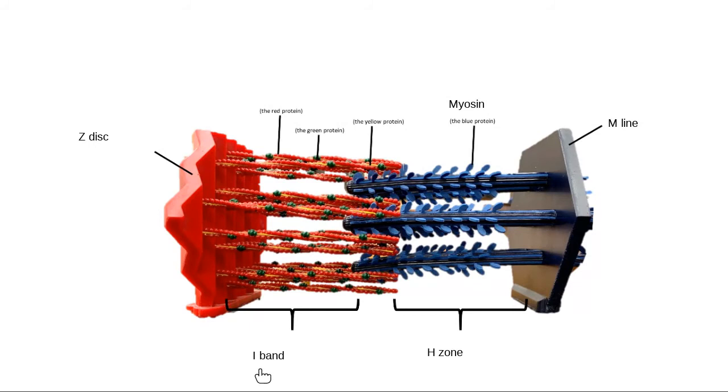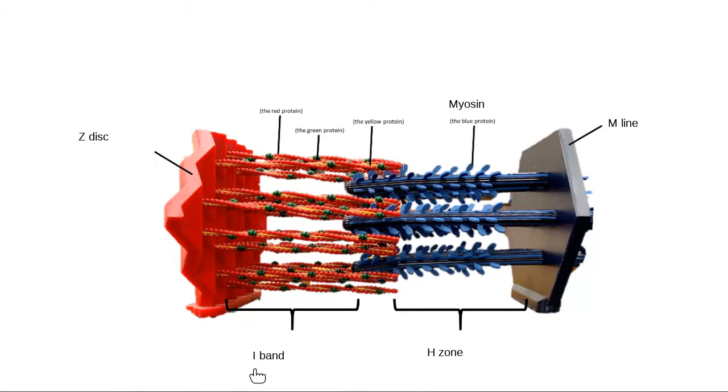Now, let me help you out with something. When we're trying to remember thick filament versus thin filament, where are they found? The letter I is a really thin letter. The letter H is a really thick letter or really wide letter. So the H zone is where we have thick filaments with the thick letter H. The I band is where we have thin filaments with the thin letter I.